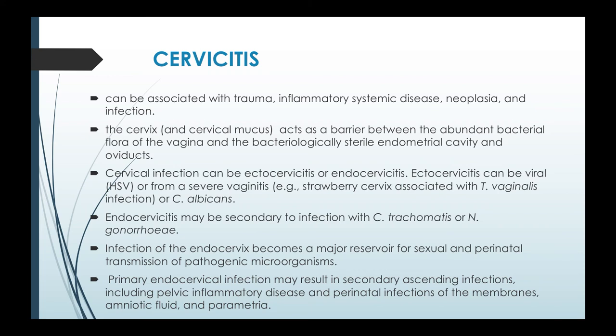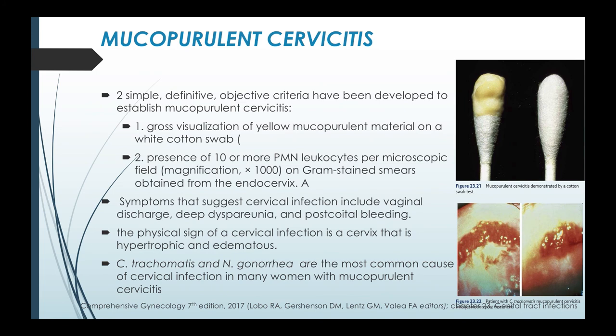Cervical infection can be ectocervicitis or endocervicitis. Ectocervicitis can be viral or from a severe vaginitis or Candida albicans. Endocervicitis may be secondary to infection with Chlamydia trachomatis or Neisseria gonorrhoeae. Infection of the endocervix becomes a major reservoir for sexual and perinatal transmission of pathogenic microorganisms. Primary endocervical infection may result in secondary ascending infections, including PID, and perinatal infections of the membranes, amniotic fluid, and parametria.